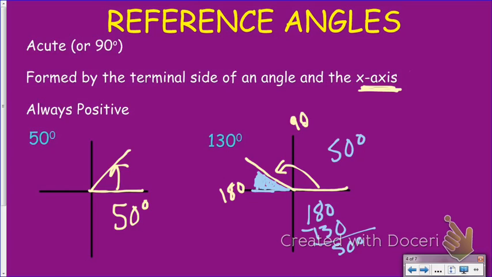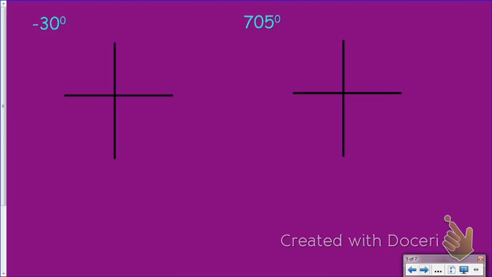Alright, so we're going to do a couple more examples with reference angles. So let's take a negative 30-degree angle. So a negative 30-degree angle, I'm going to go backwards 30 degrees, which means the terminal side is going to fall in quadrant 4. So that is a negative 30-degree angle.